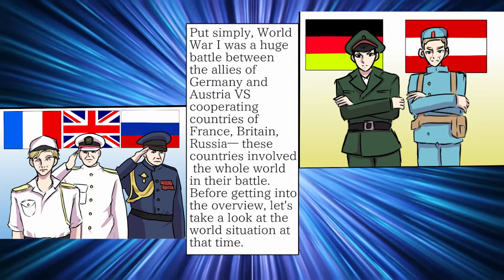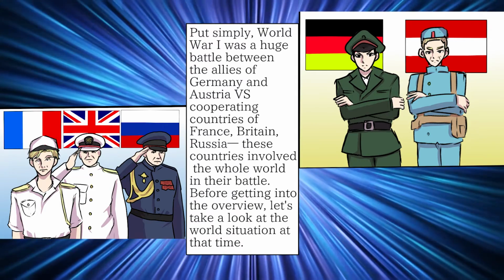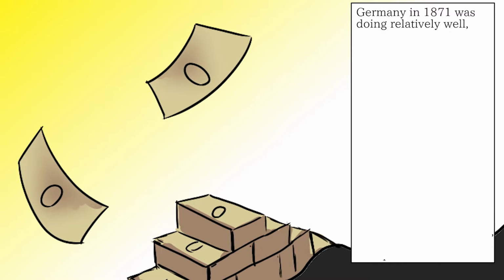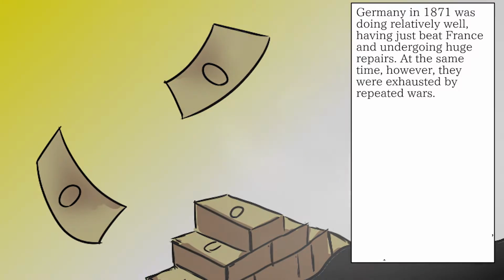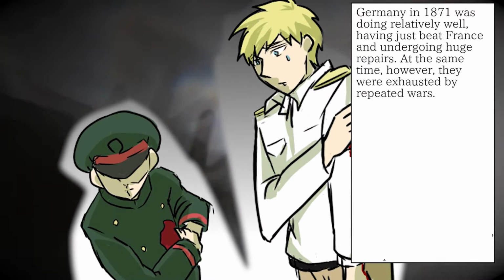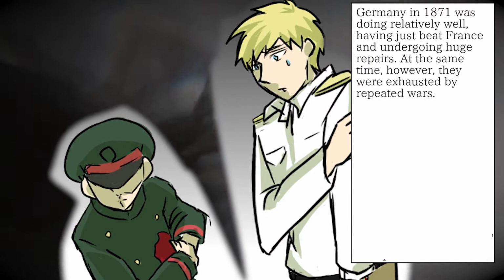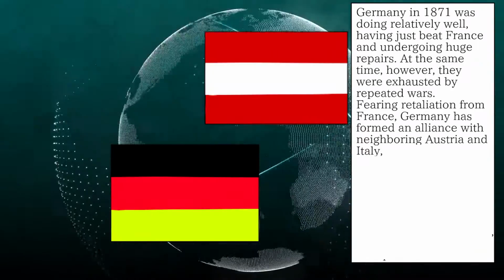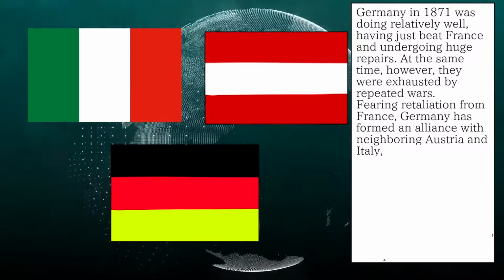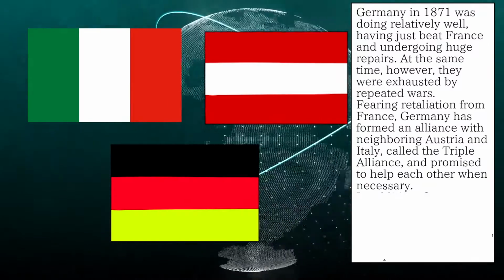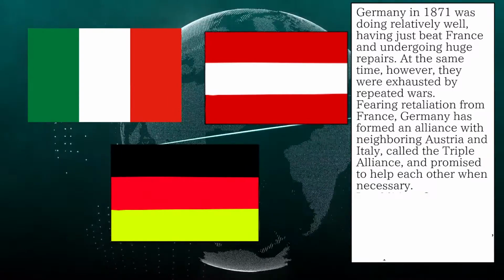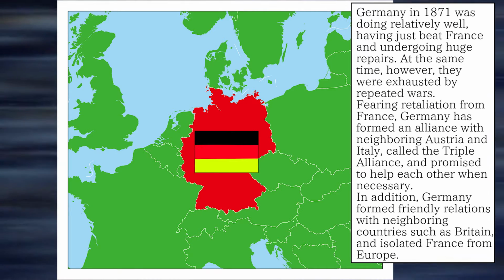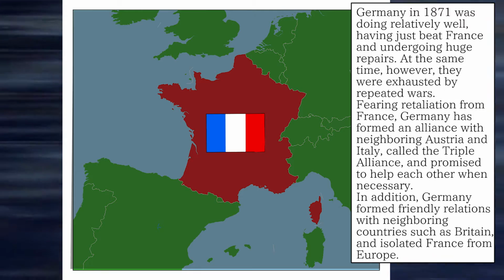Before getting into the overview, let's take a look at the world situation at that time. Germany in 1871 was doing relatively well, having just beaten France and undergoing huge repairs. At the same time, however, they were exhausted by repeated wars. Fearing retaliation from France, Germany formed an alliance with neighboring countries of Austria-Hungary and Italy called the Triple Alliance, and promised to help each other when necessary. In addition, Germany formed friendly relations with neighboring countries such as Britain and isolated France from Europe.